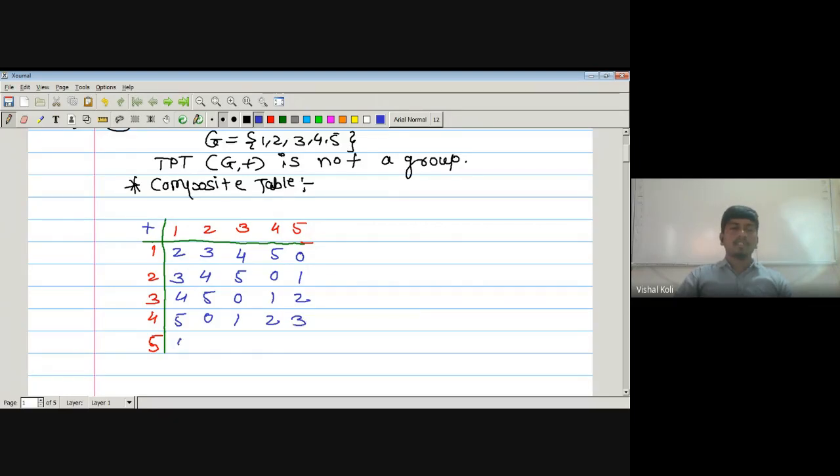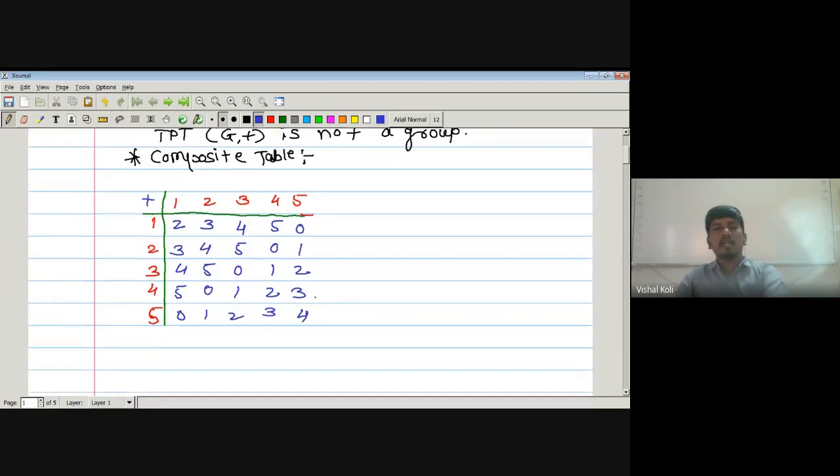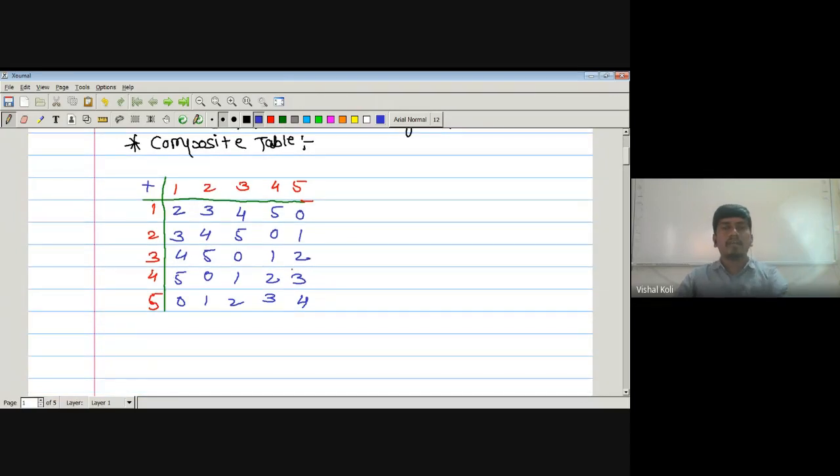5 plus 1, 6, which is 0. 5 plus 2, 7, 1. 5 plus 3, 8, which is 2. 5 plus 4, 9, which is 3, and 5 plus 5, 10, divided by 6, its remainder will be 4. So this will be the composition table of the given set G.